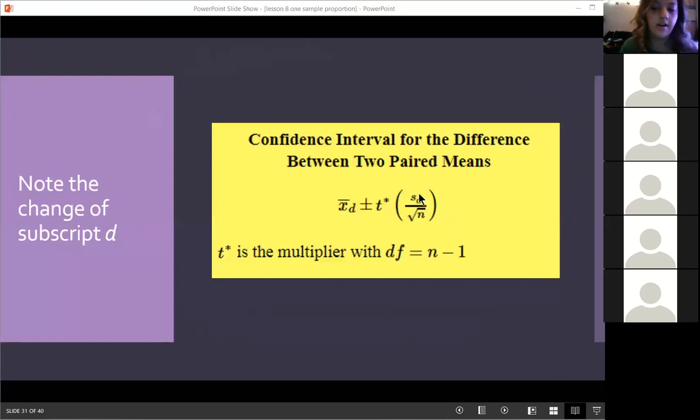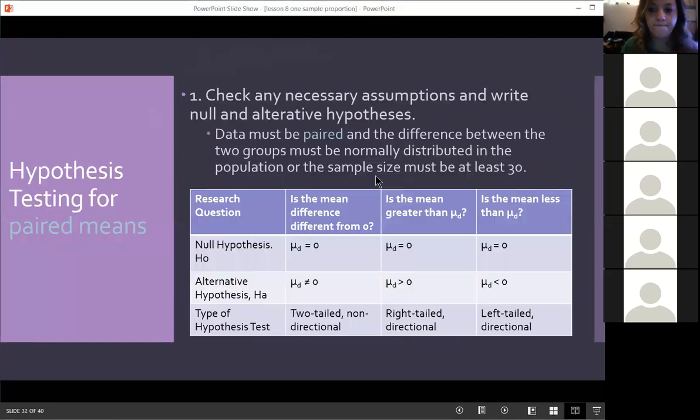So as you see here, our standard deviation has subscript D. And yeah, remember our t star multiplier. So we use t star for means, z star for proportions. So t star is going to be our multiplier with our degrees of freedom once again. Same as one sample mean, it is going to be our sample size minus 1, so n minus 1. So that's how we find our confidence interval. And remember, we are going to do plus or minus, so we get that lower and upper bound in that case.